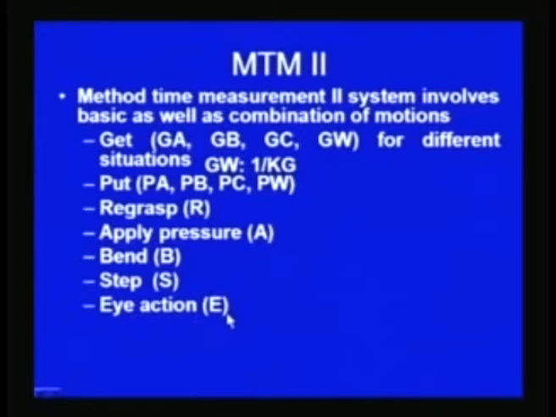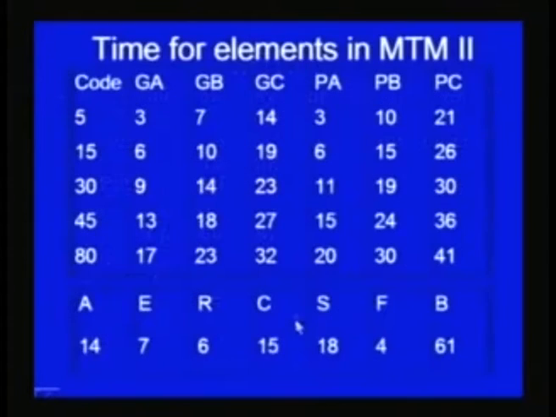Eye action is about looking from one position to another by changing the axis of vision, and foot motion is about moving the leg for a distance less than 30 centimeter without changing the body position. Crank is about moving the body along a circular path of more than half of a revolution. So, these are the motions which are used in MTM-2.